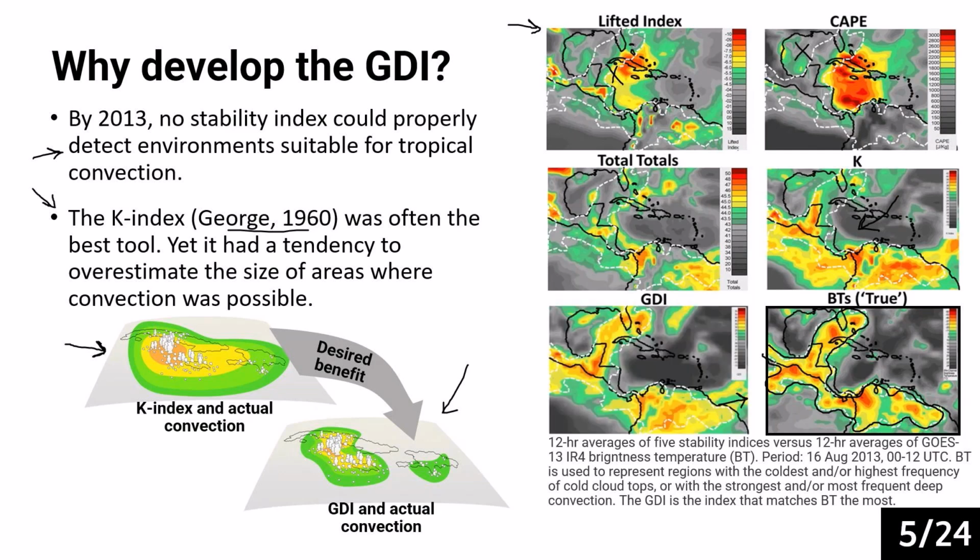And if you look at the GDI for this situation, it did a really good job. Of course, it misses some areas, and it also depends on which database it is calculated on. So in this case, the GDI was calculated with the GFS. However, considering that all the indices were calculated with the same database, the GDI was the one that was able to capture the situation better.